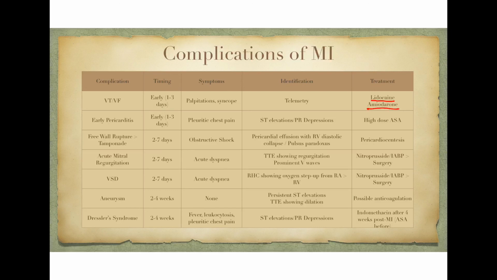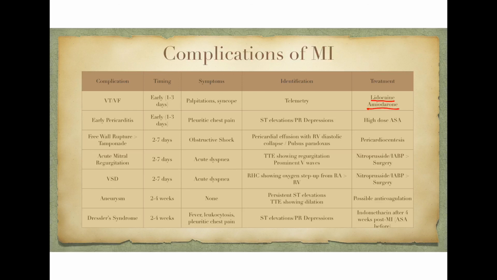is surgery. In general, all of these rupture complications, tamponade, regurgitation, and VSD carry a very high mortality risk, and many of these patients actually don't make it for surgery.